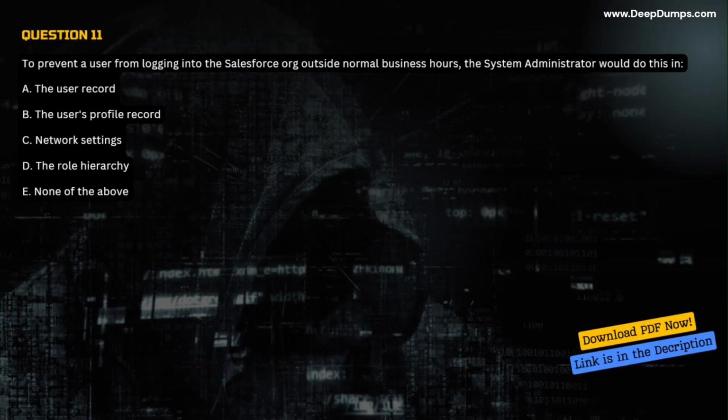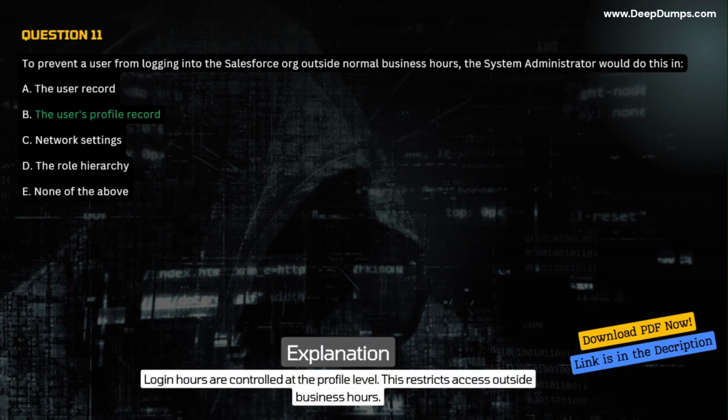Question 11. To prevent a user from logging into the Salesforce org outside normal business hours, the system administrator would do this in A. The user record. B. The user's profile record. C. Network settings. D. The role hierarchy. E. None of the above. Correct answer B. The user's profile record. Explanation. Login hours are controlled at the profile level. This restricts access outside business hours.